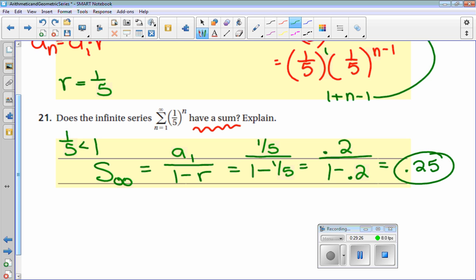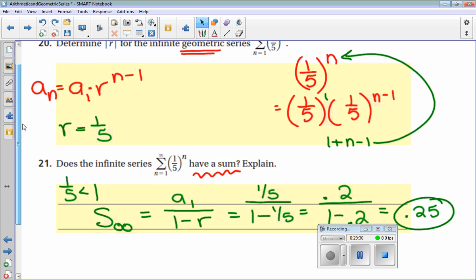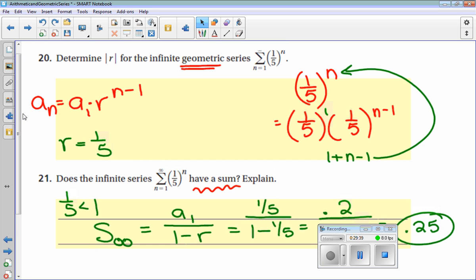So that's what the sum is, if I continue to add this forever and ever, 1/5, 1/5, and keep going, you would get to 1/4. So some infinite series do have a sum, but only if the r is less than 1. Okay? That's the key here. So I want you to go ahead and try some problems with this, and then let's see how well we do.